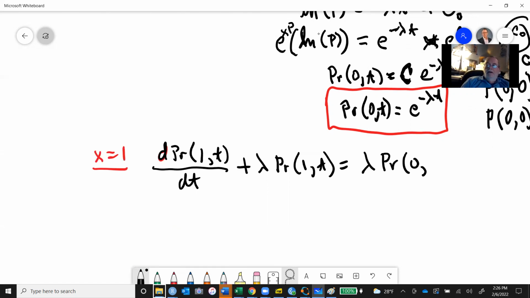You know what this is, don't we? Now you're beginning to see the power of the recursion. We have the probability of 0 things happening, 0 people arriving on the site, 0 things emitting, 0 defaults at time t. It's e to the minus lambda t up here. Okay, we can pop that right in here. How convenient that is.